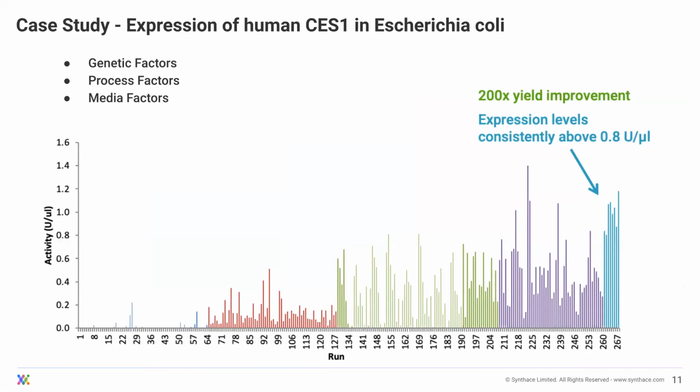Marcus took us all through a case study of the expression of a human enzyme, carboxylesterase, in Escherichia coli. We looked at genetic factors such as ribosome binding strengths and plasmid copy numbers, and process factors like temperature and time, and media factors, so inducer concentrations and the base media that we used. As you can see, for each of the different colored sections of the bar chart, we went through an iterative process, starting with a screening design, going through some refinement designs, and finally an optimization stage before validating to identify some really robust conditions that were giving us a 200-fold improvement on our yields.